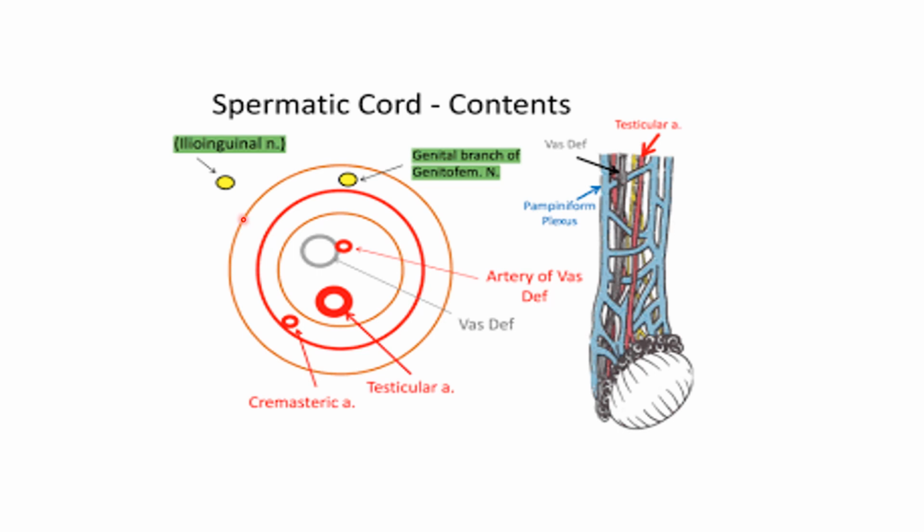So here in the diagram you can see a cross section of the spermatic cord, and in this cross section you will see the contents very easily. And here is the vas deferens that conveys the sperms from the testes to the ejaculatory ducts, along with this artery.